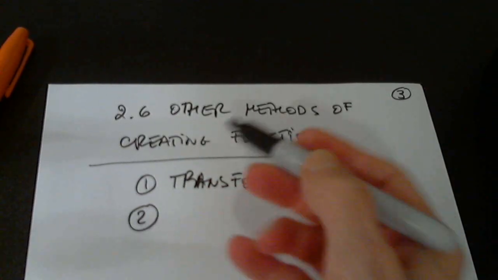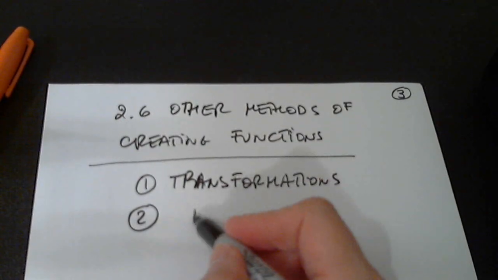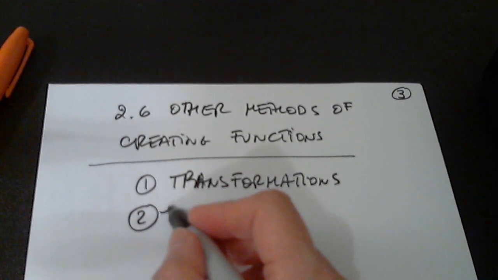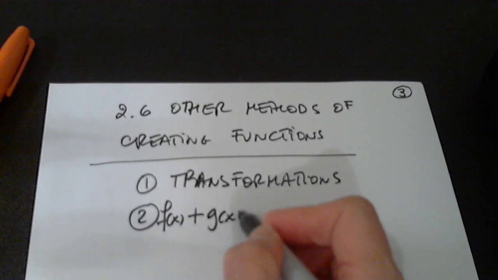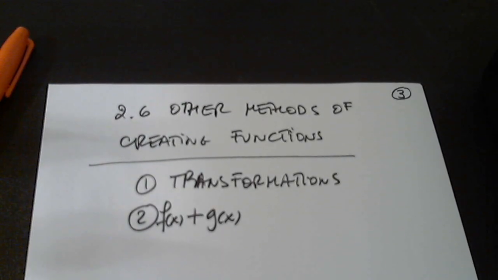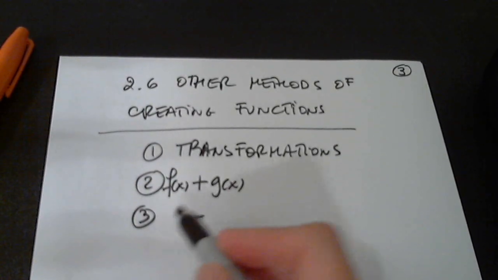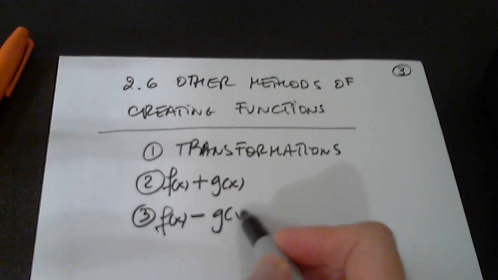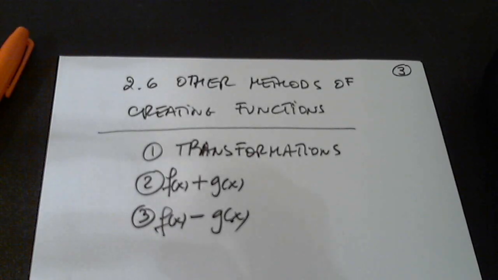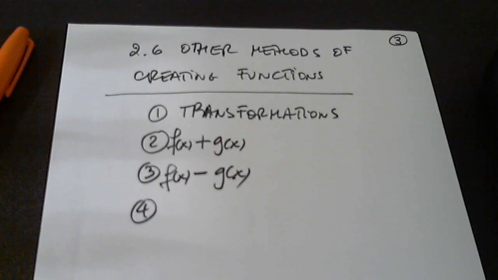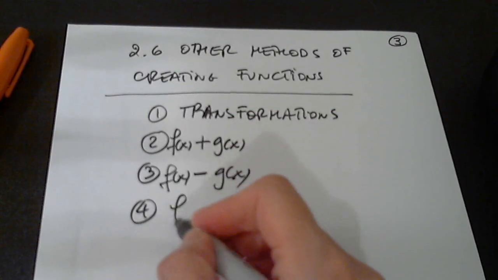Here's the next one that we are going to talk about right now. Addition. What do I mean by addition? If I add a function to another function, I create a totally new one. Here's the third one. Subtraction. f of x and g of x. Can you guess number 4? Multiplication? Of course.